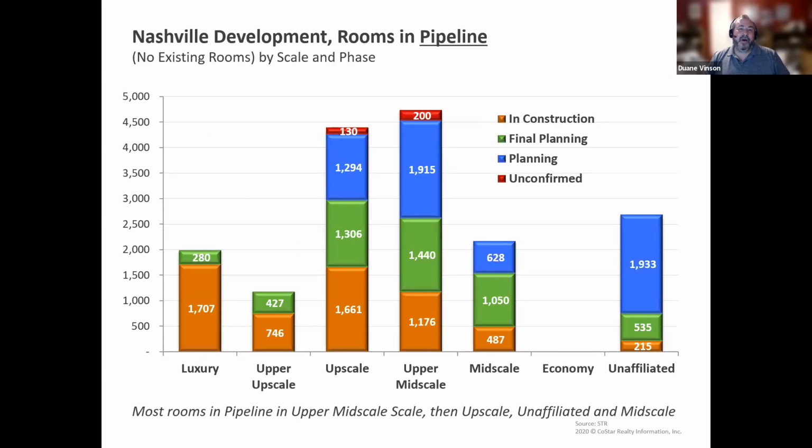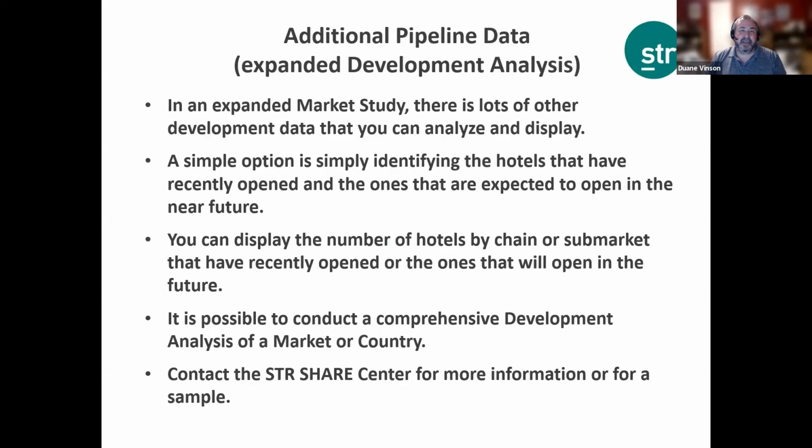Or you could pull the existing out, and I think this really does a better job of emphasizing those that are in development within the different chain scale segments, right? You can see here where most of the new growth is taking place.